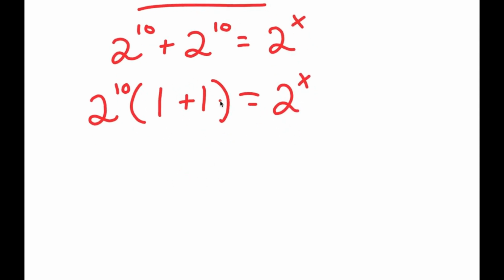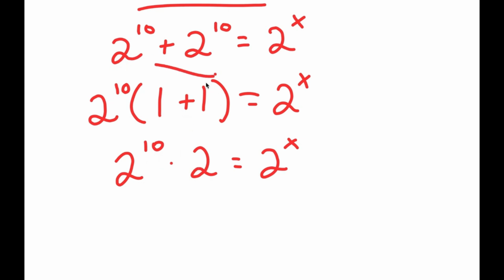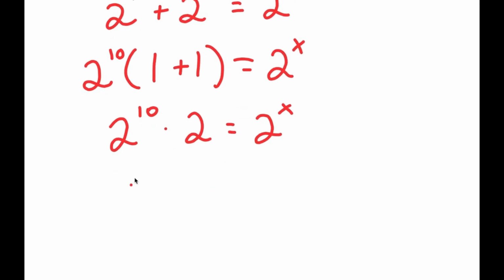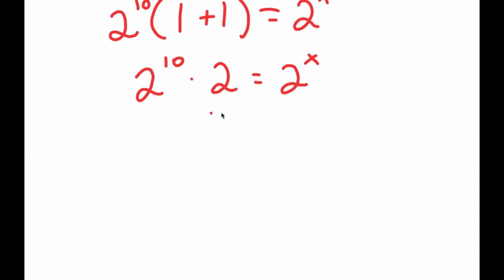Now from here, 1 plus 1 is equal to 2, so I get 2 to the power of 10 times 2 is equal to 2 to the power of x. And a simpler way of doing this is, instead of just factoring this out, well, we have two 2 to the power of 10s here, and if anything is added to itself, it's the same thing as that number times 2. So we could have just said 2 to the power of 10 times 2 at the beginning instead of factoring it out.